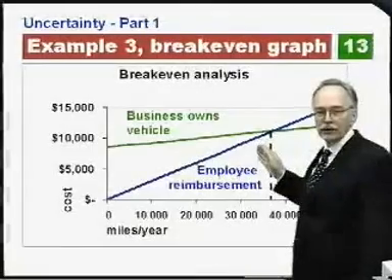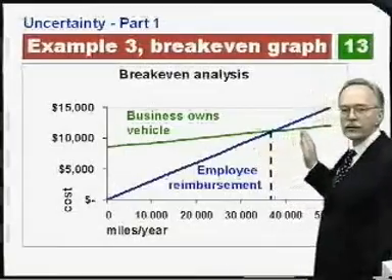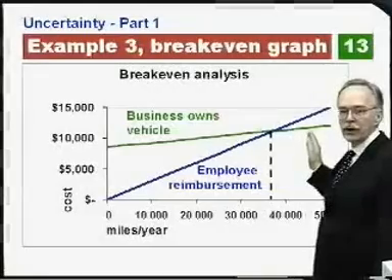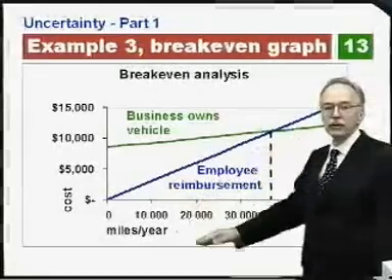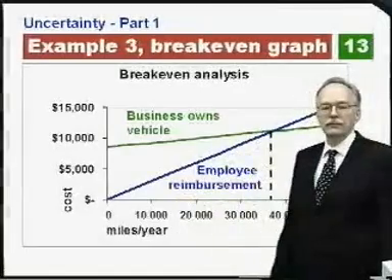So if the employee or employees together can share a car and together drive more than 37,000 miles per year for business use, the employer would be better off. Otherwise, the employer should simply reimburse the employees, granted that the employees are willing to do that.